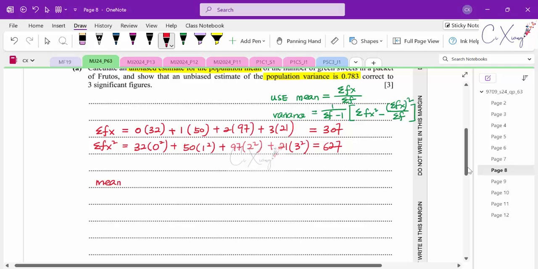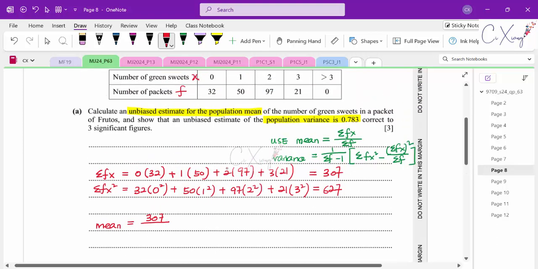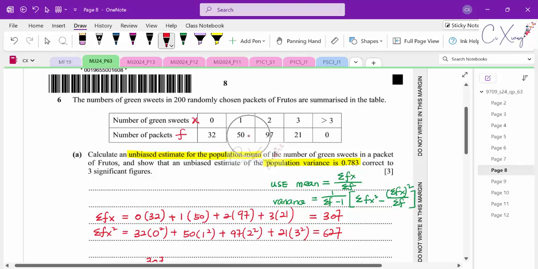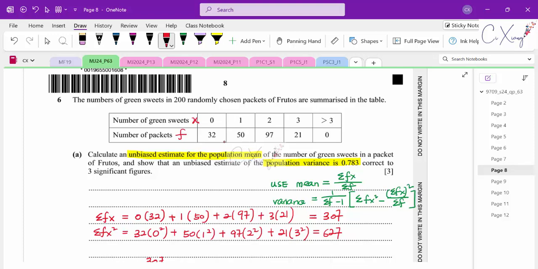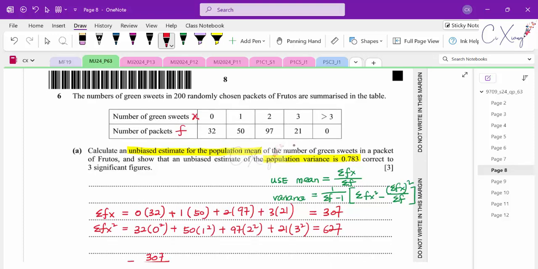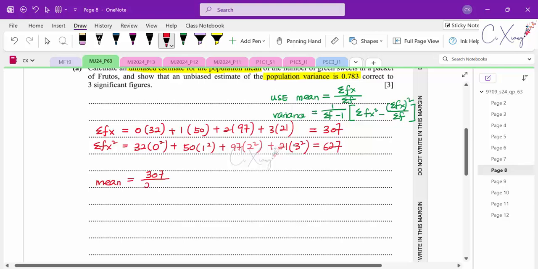So what's the mean here? The unbiased estimate for the population mean will be 307 divided by your sample size. So what's the sample size here? The total of frequency. They did tell you that it is 200. If not, you can try to add all the frequencies together also, and you can see that it is also 200. So you take 307 divided by 200. Let's see what we get. Okay, so we get 1.535 as the unbiased estimated value for the mean.